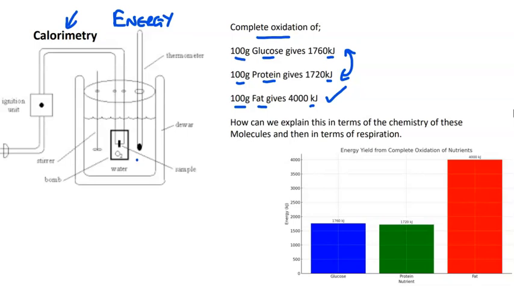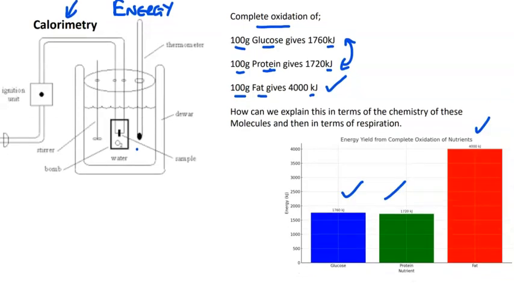Now, we're very conscious that when we discuss respiration, we always begin with the metabolism of glucose, but it is possible to use protein and fat in respiration. So let's take a look at why these differences exist.